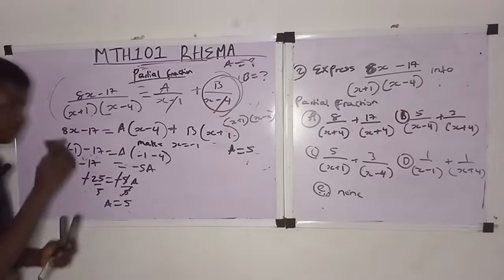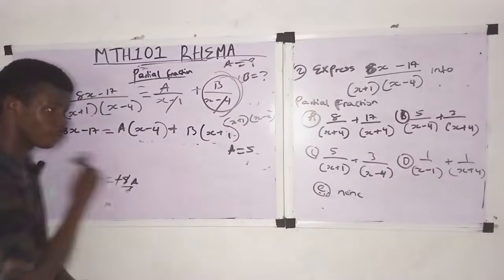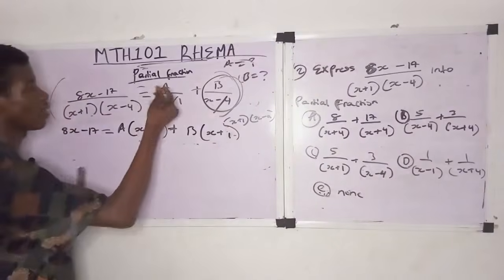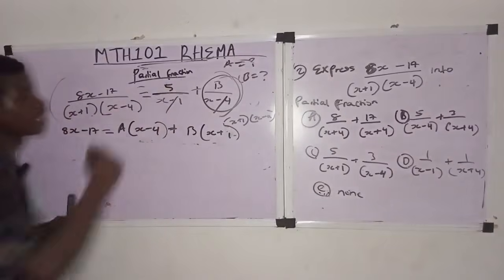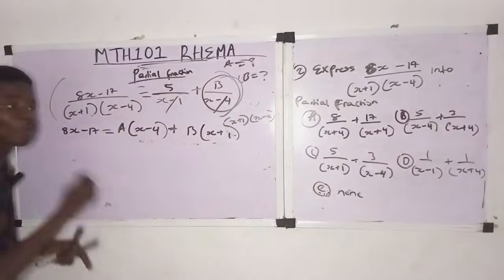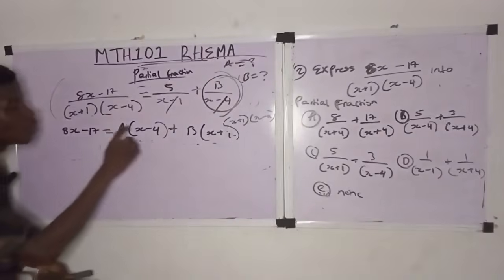Now let's look for B. Now, in order to look for B, we already get our A. Our A is 5 already. Now, we want to look for B. In order to look for B, we need to make A 0.